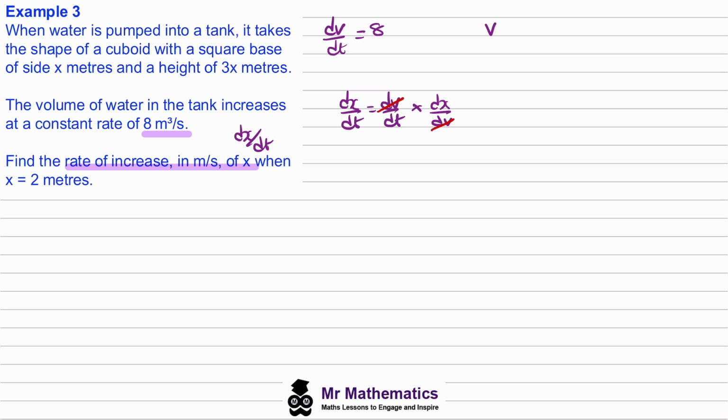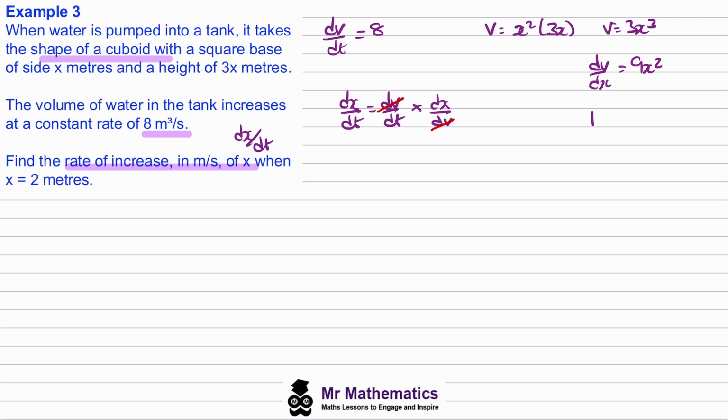If v is volume and x is the length, and we're looking at the shape of a cuboid, well, this will be the area of a base, x squared, multiplied by the height. So v will be 3x cubed. Now we can work out dv by dx by differentiating this with respect to x, and we get 9x squared.